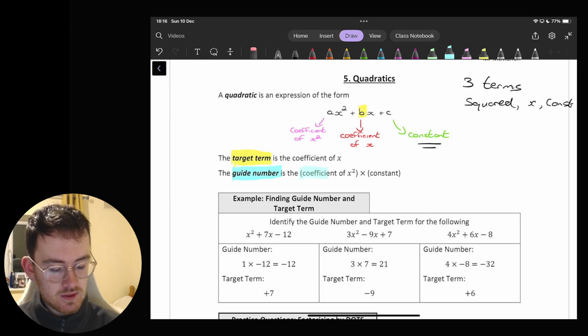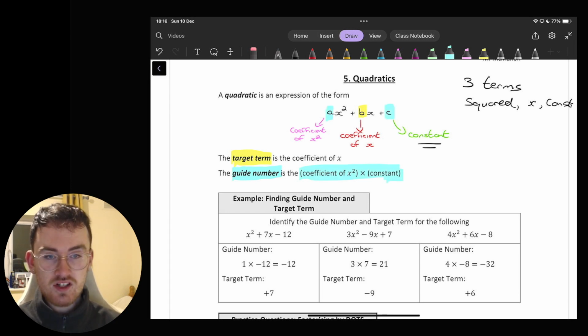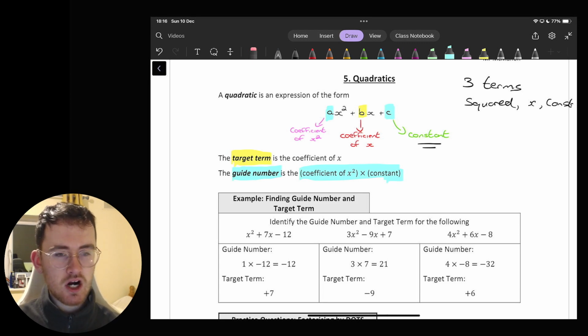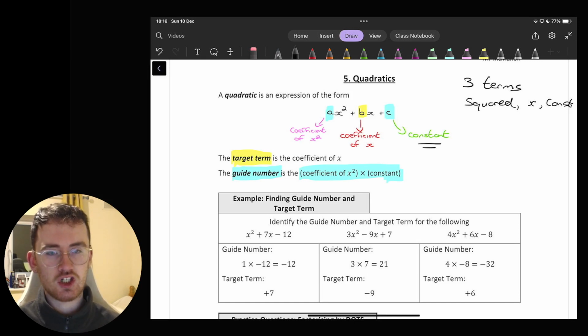The guide number in terms of our quadratics is the coefficient of x squared multiplied by the constant part. So in terms of our letters here, that's whatever's in front of x squared multiplied by the last number, the c part. And remember, the constant is the part on its own that has no x value. Now the guide number is very, very important. The target term is equally important, but you're going to see when we're doing these questions, we're going to be starting a lot with finding the guide number in all of the cases, and then using your target term where we talk about splitting the middle term. But the guide number really is the one to make sure you have down.